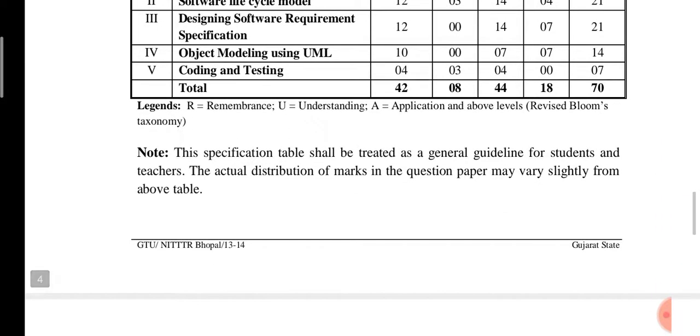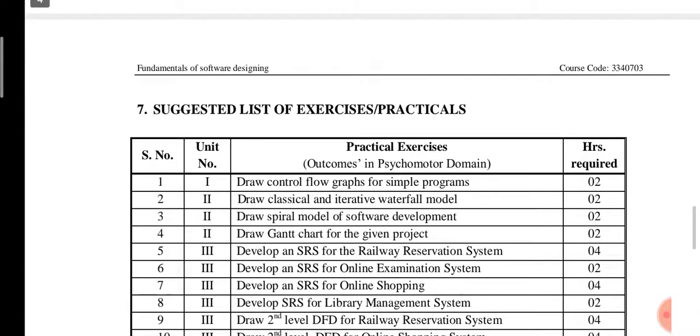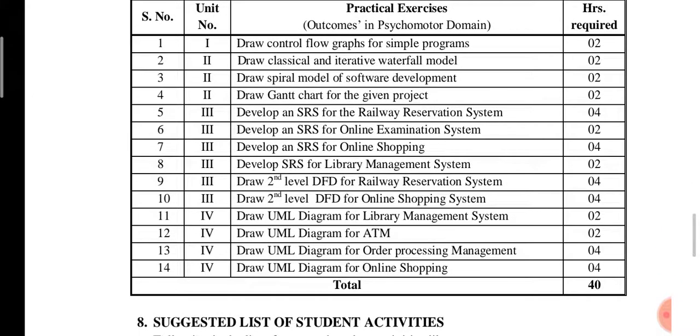And note that this specification table shall be treated as a general guideline for the students and teachers. The actual distribution of marks in the question paper may vary slightly from the above table. And then next, the suggested list of practicals as well as experiments of the fundamentals of system design. In total, 14 practicals are allowed in our FOSD subject.